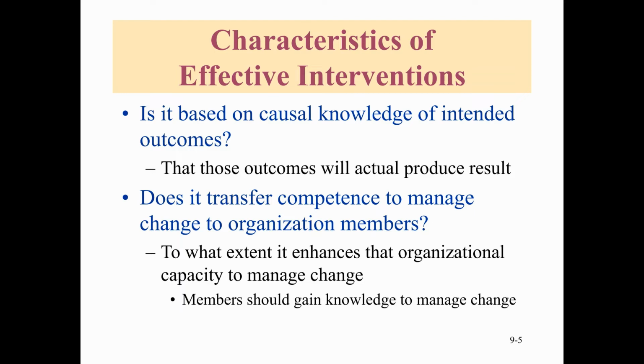Again, the intervention should be based on causal knowledge of intended outcomes. So what is causal knowledge? Causal knowledge means that those outcomes will actually produce results. So that intervention should be so well informed that it will actually produce those kinds of outcomes that the organization is basically looking for. The outcomes that result from those interventions should actually produce the intended result.